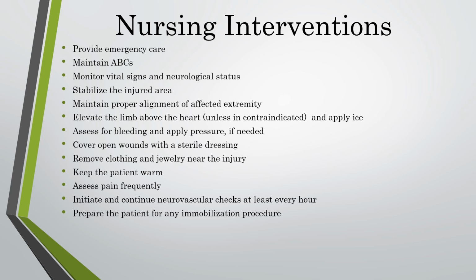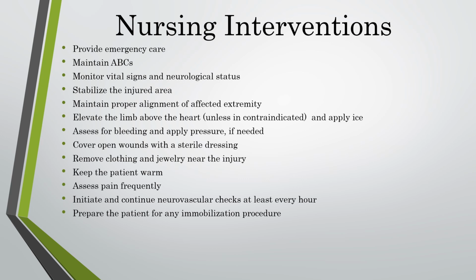What else you need to do is stabilize the injured area, maintain proper alignment for the affected extremity, and elevate the limb above the heart unless it is contraindicated, and then you can apply ice and assess for bleeding. If there is any bleeding, apply pressure and cover open wounds with a sterile dressing. If there is no sterile dressing over the open wound, such as in the ER or when people bringing injured individuals have some kind of dressing, make sure to cover it with a sterile dressing.